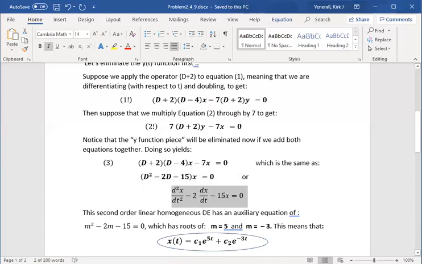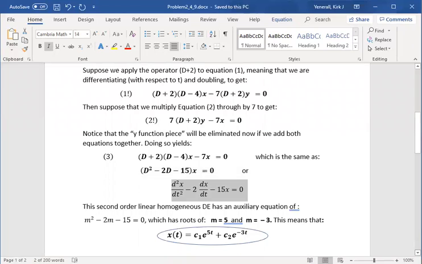Now that's a second-order linear homogeneous differential equation with constant coefficients. And its auxiliary equation, which is m squared minus 2m minus 15, notice the similarity between the auxiliary equation and the differential operator. That auxiliary equation has roots of m equal to positive 5 and m equal to negative 3. So that means that the solution for this homogeneous differential equation, which is our function x, is c1 times e to the 5t plus c2 times e to the minus 3t, using our theory from early in chapter number 4.